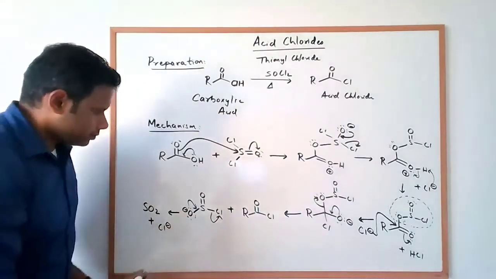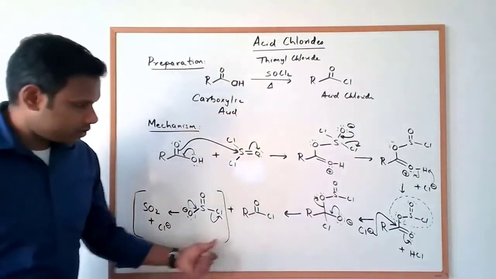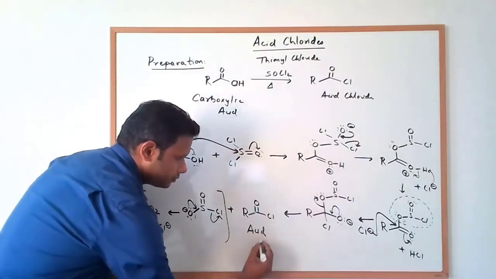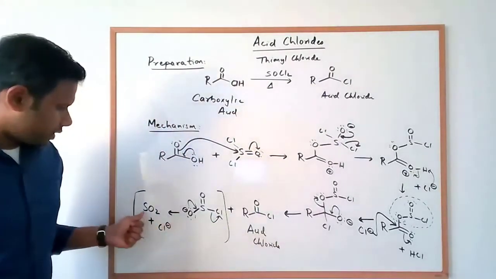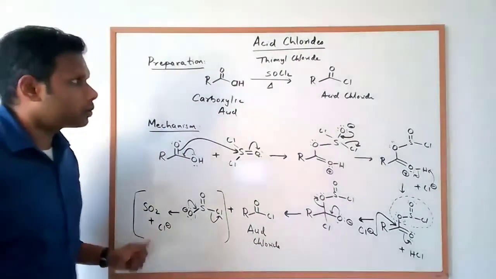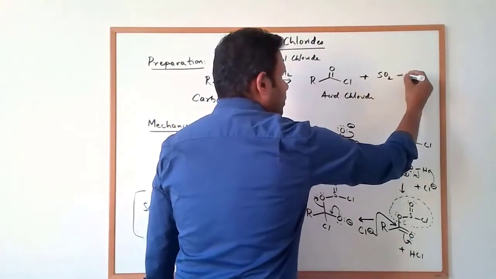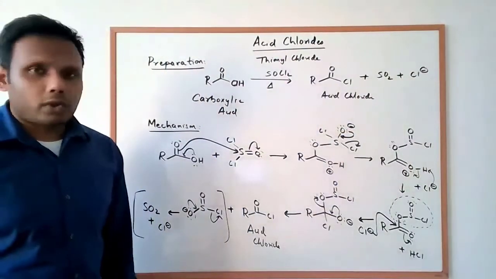So overall, these are all byproducts. You make the acid chloride here, and along with that, you make sulfur dioxide and chloride. So we can add that here. Our other products that are formed here are sulfur dioxide and chloride.